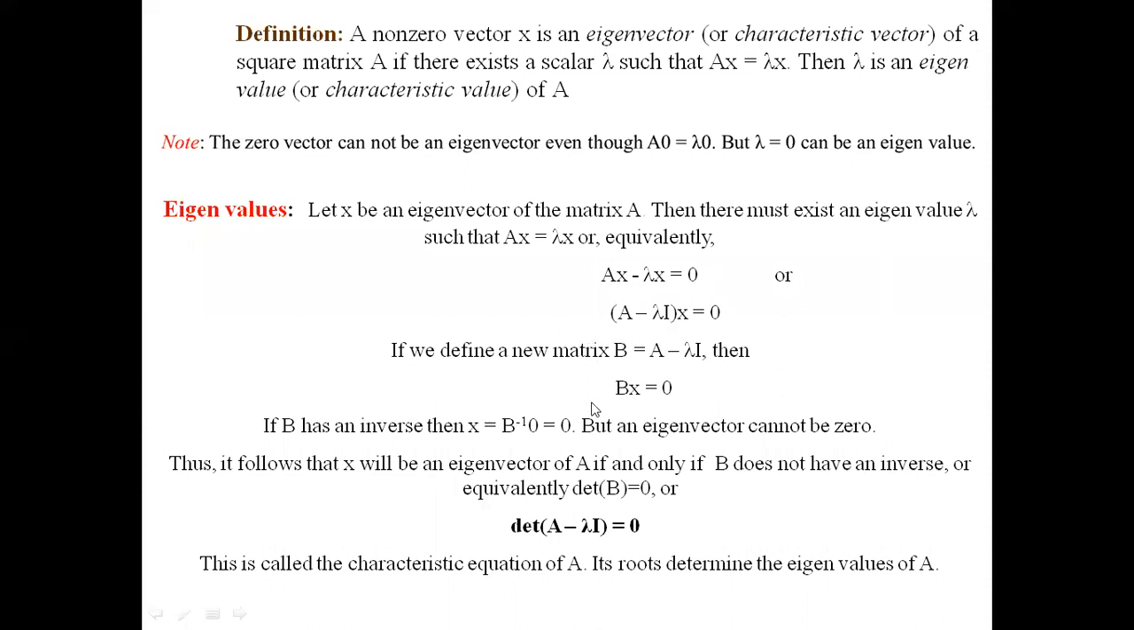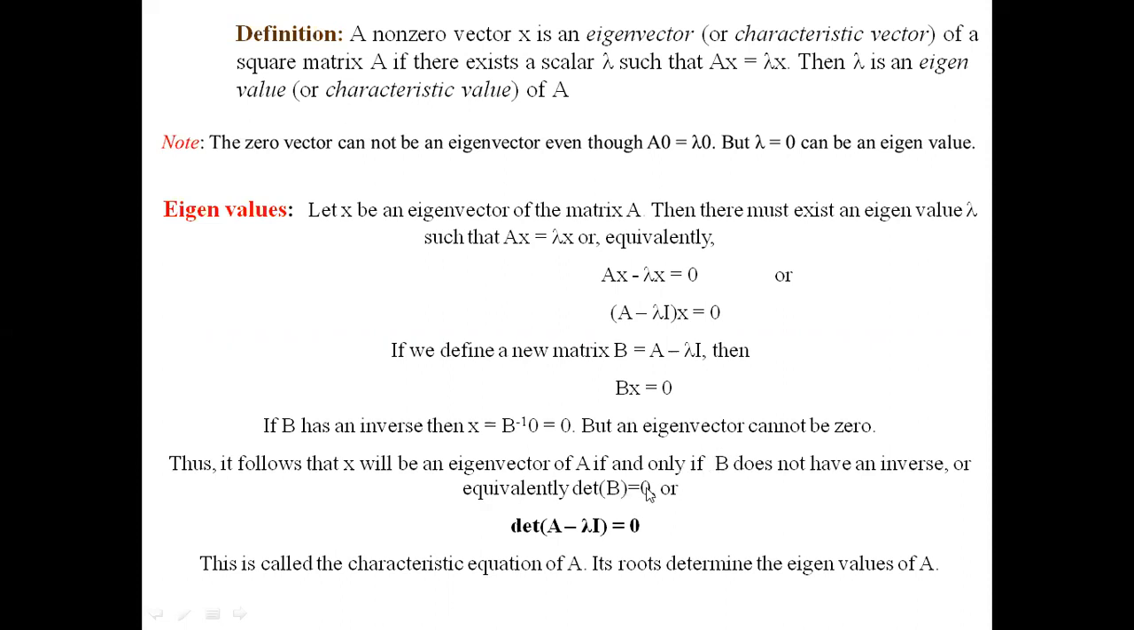If B has an inverse, then what happens? And if B does not have an inverse, then what happens? If B has an inverse, we multiply by B inverse on both sides. So I'm getting this equation, and I'm getting x is equal to 0. But in the definition we have a non-zero vector x. Here I'm getting x is equal to 0. So it means B does not have an inverse.